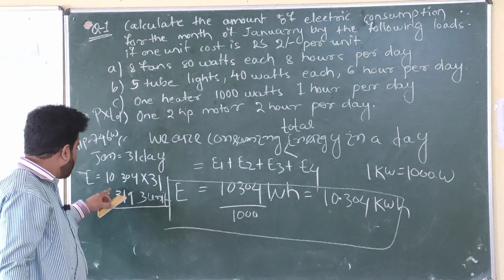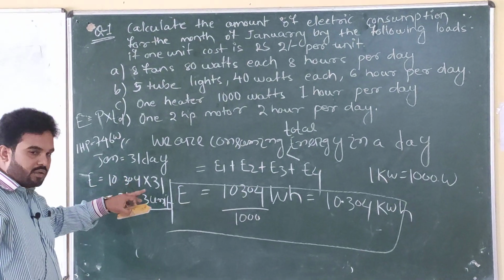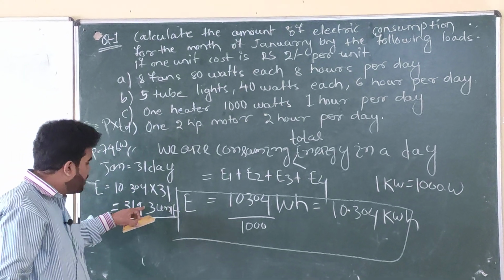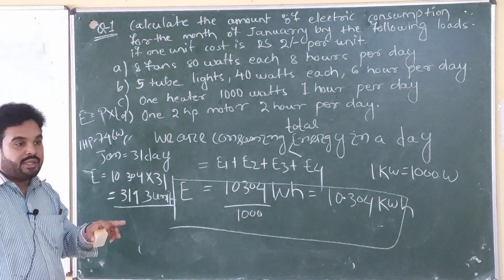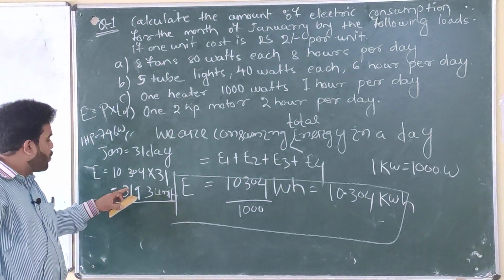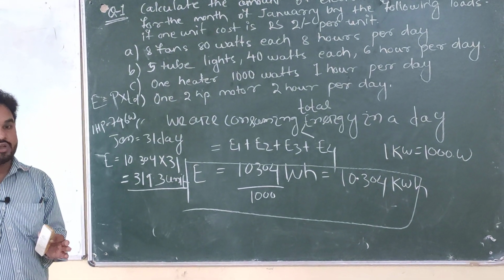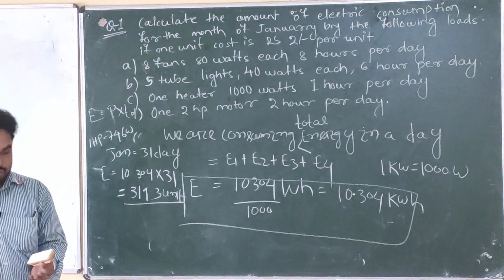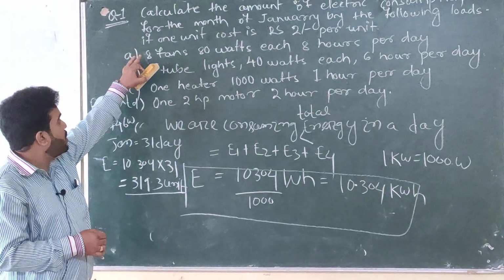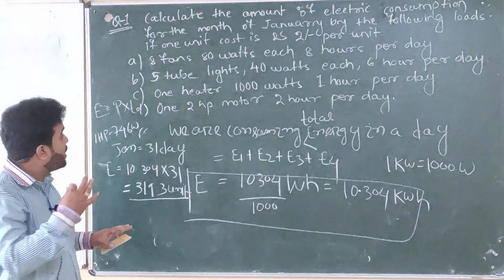So 10.304 is your kilowatt hour, that is 10.304 units into 31. You will find 319.3 units in the month of January. In January we consumed 319.3 units. In our home we have seen we consume 70 units, 80 units, 90 units, but here we have consumed 319.3 units because we used 8 fans, 5 tube lights, 1 heater, and one 2 HP motor. Clear?